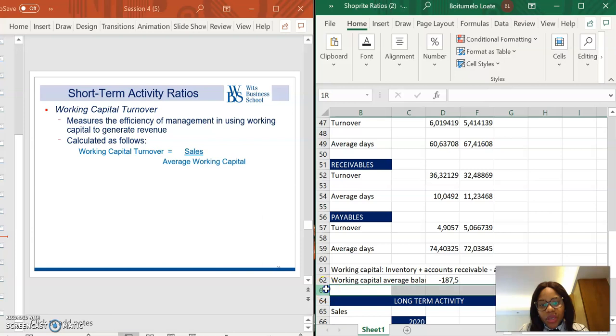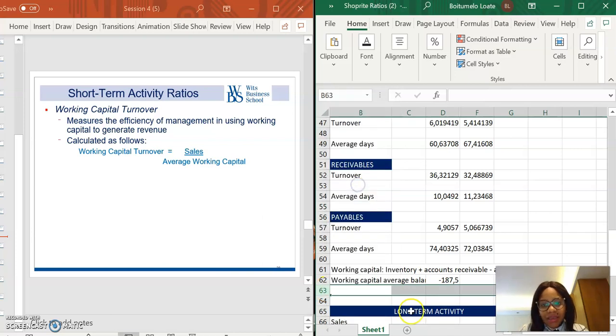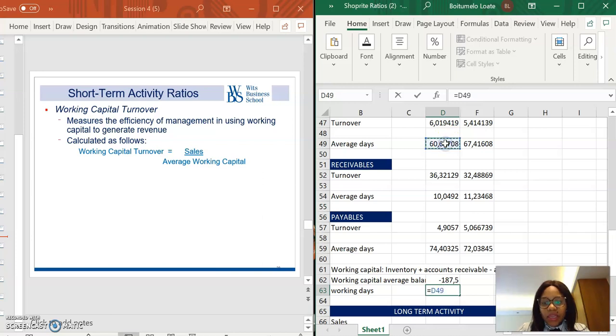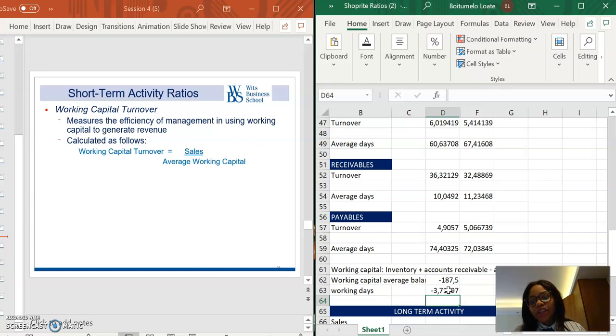And then I can also calculate working capital days, which does the same thing, but you're now taking each of the days instead of the balances. Your days is just your inventory days plus your receivable days less your payables days. My working capital days are also negative by 3.7. This is a good sign. It basically means your suppliers are funding you, but you're able to collect your receivables a lot quicker, and you're able to pass through your inventory a lot faster in your business.